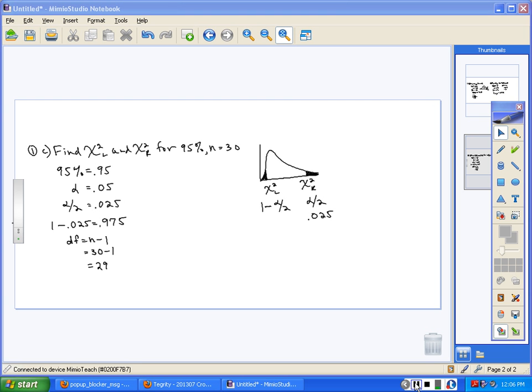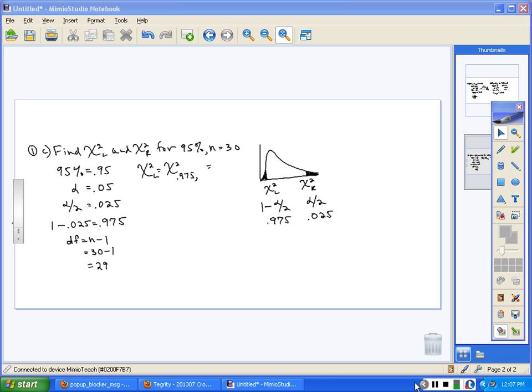Okay, so for the left side, I do the left side first. We can put this one is 0.975 for the left side. So it's chi-squared sub 0.975 comma 29. So you go to the chi-squared table, sub 0.975, 29, excuse me. Oops, I've got to use this eraser. It's 29.